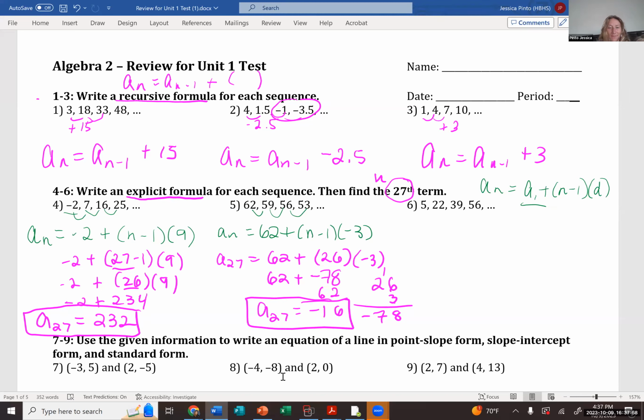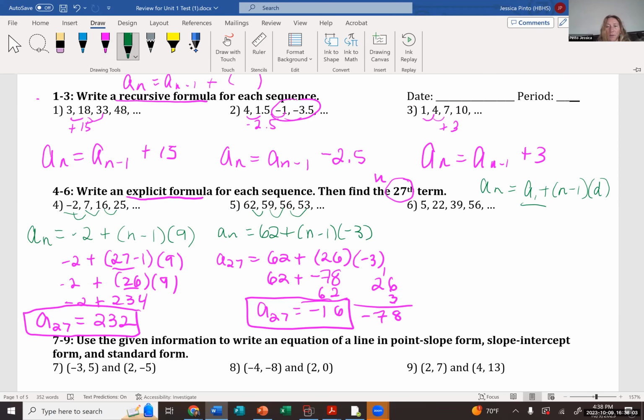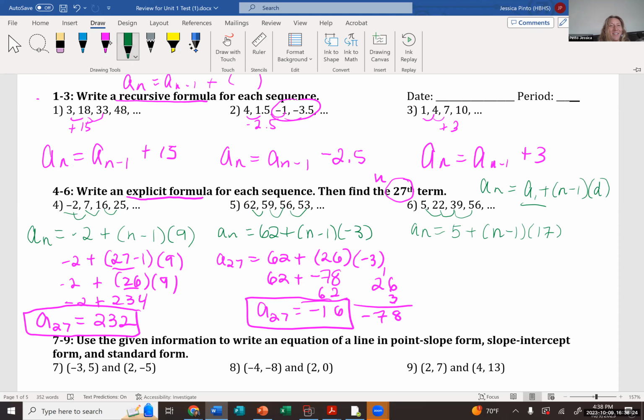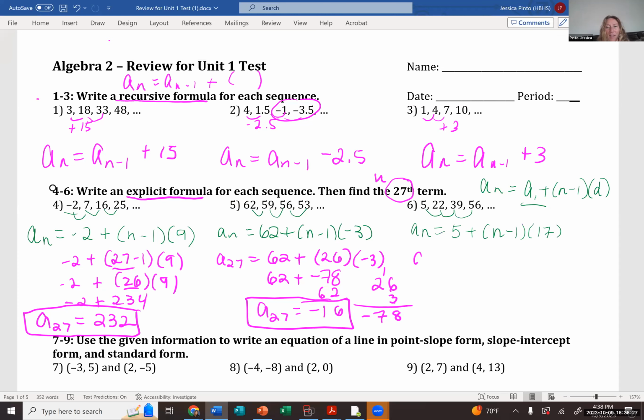All right. Let's do number 6, same way. So here we've got a_n is equal to a_1, 5, plus the quantity n minus 1 times, and we're adding a lot here. It looks like we're adding 17. So now I'm going to use the formula to find the 27th term. Let's see, a sub 27 is equal to 5 plus 26 times 17.